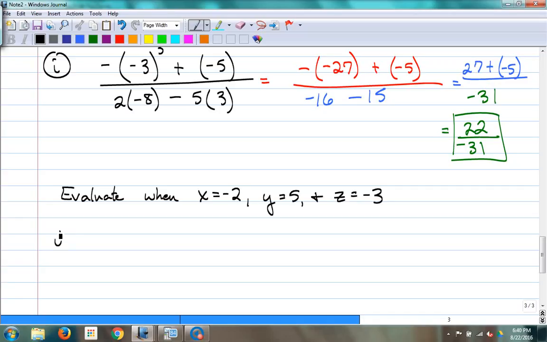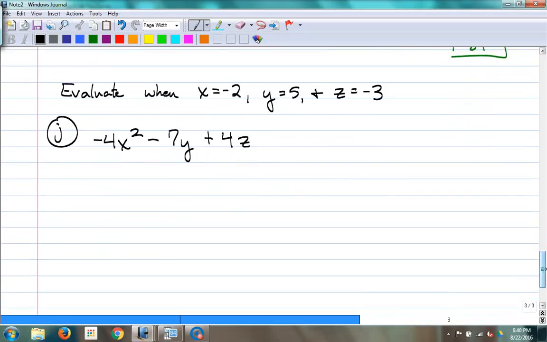Let's do negative 4x squared minus 7y plus 4z. Okay? So if we're going to evaluate for those particular values for the variables, what's that mean I'm going to do?